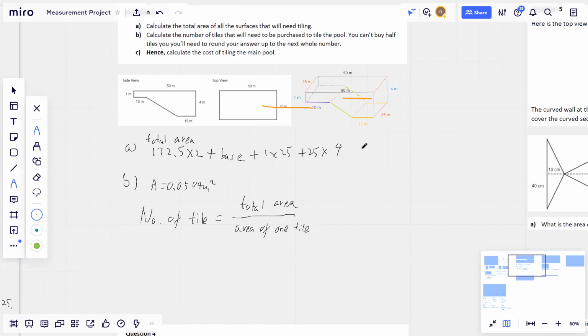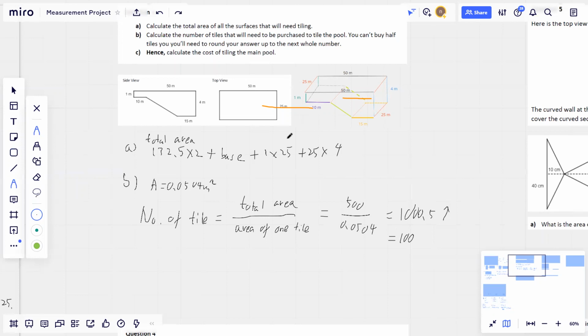For example, the total area, I said for example, so that's not true. If the total area is 500, use 500 divided by the area of each tile, 0.0504. Then for example, if your answer is 1000.2, because we need to round it to the nearest whole number, you must round it up. You must round it up to 1001. So 1001, because we need to round it up.